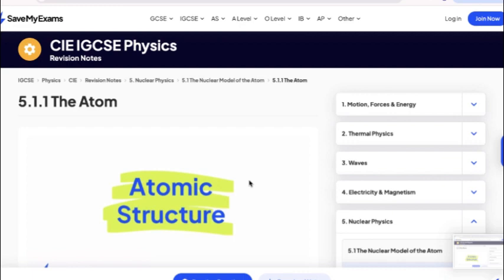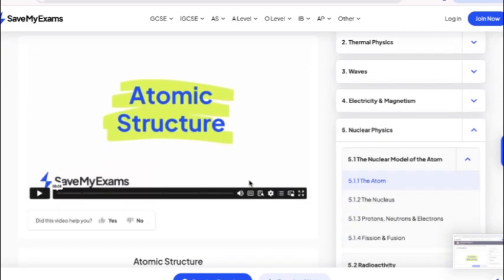Today we're looking at nuclear physics, and in nuclear physics we'll be looking at the first part, which is the nuclear model of an atom. In that nuclear model of an atom, we're going to look at the atom itself and the atomic structure. So before we continue, let's listen to this tutorial.